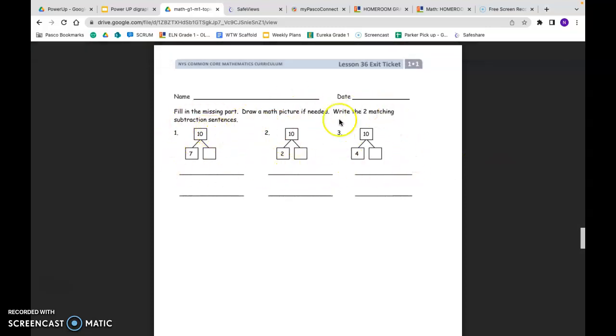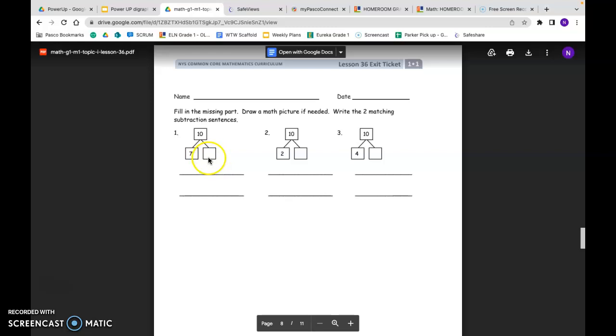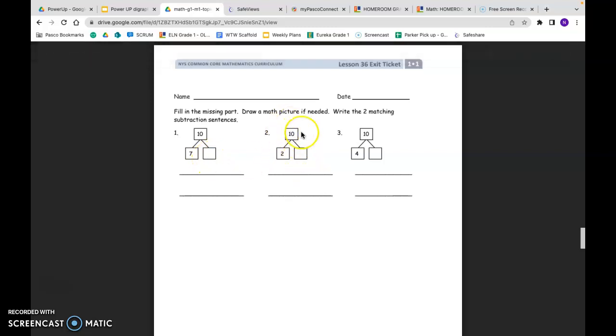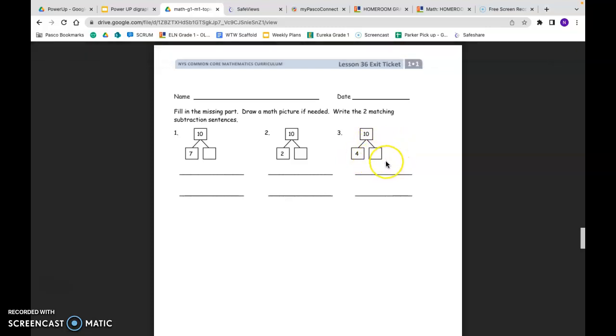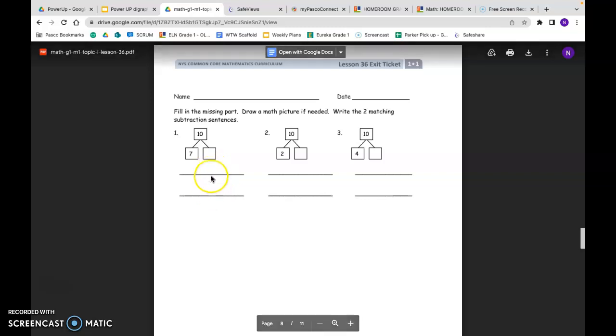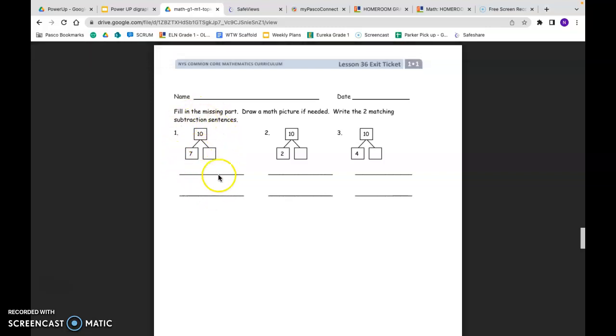The first thing you need to do is fill in the missing part, okay? So here's your hole up here. Here's one of your parts. You need to fill in the missing part. Then what I want you to do is write the two subtraction sentences that match this number bond.